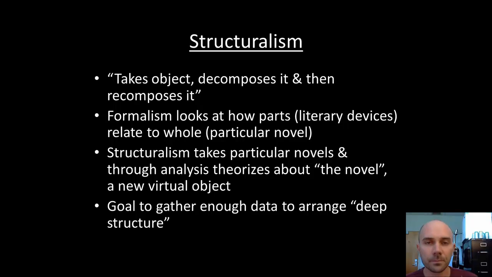Structuralism, on the other hand, would take a series of novels and through analysis try to theorize about some object called the novel, which would be a new virtual object. This new virtual object, the novel, is not any particular actual physical novel, but rather a theory that attempts to say what the deep structures are that create a novel. That's the end goal of structuralism: to arrive at this deep structure which accounts for all the particulars, all the specific instances.